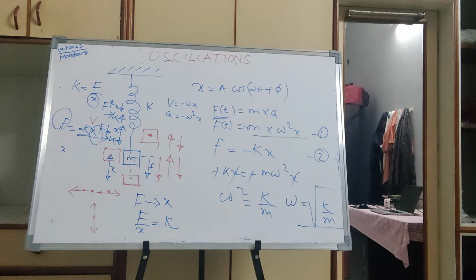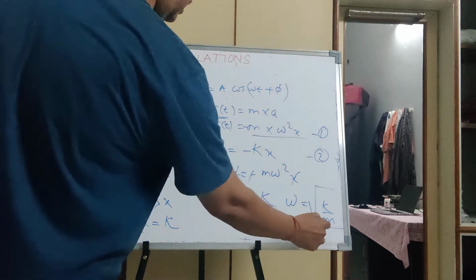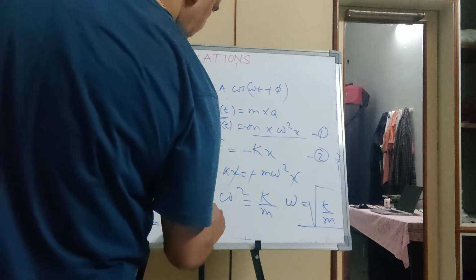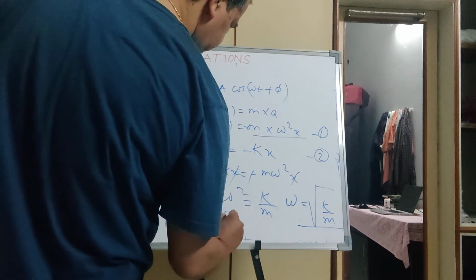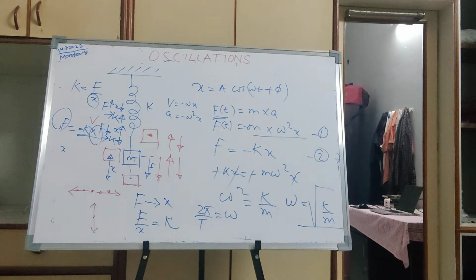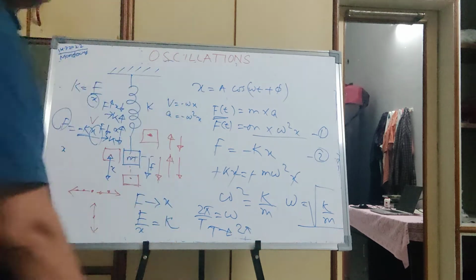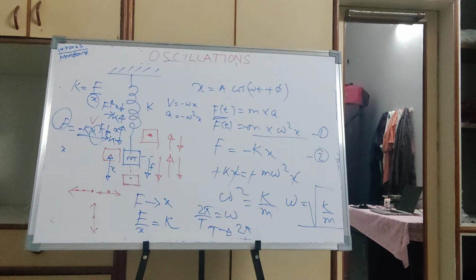There can be n number of numericals which can be formulated based on this equation. Knowing the mass and the stiffness of the spring, you can find out the angular frequency omega, the angular velocity of the system. And again, you know omega is 2 pi by T, because omega is angular velocity. In a time period T, it covers 2 pi, right?